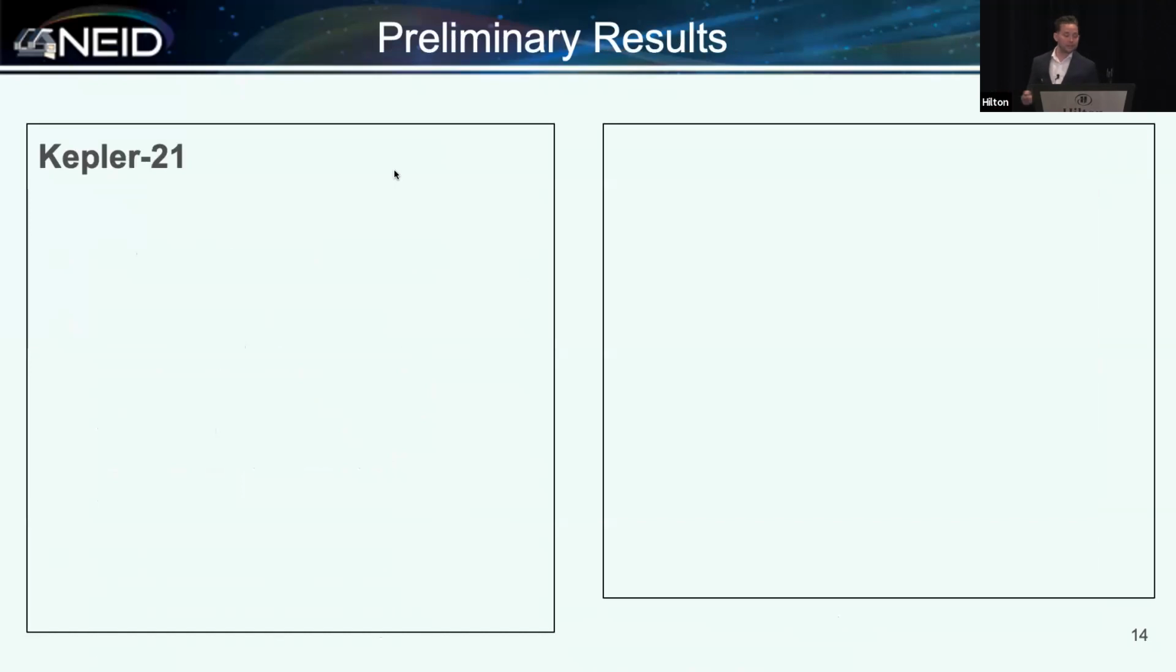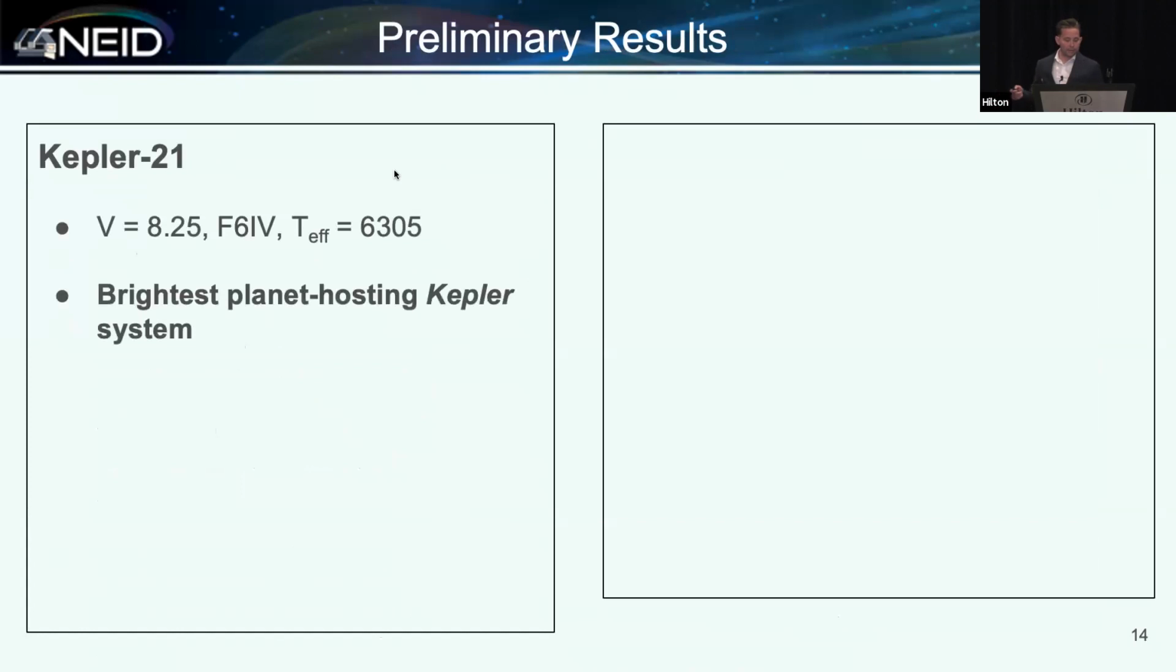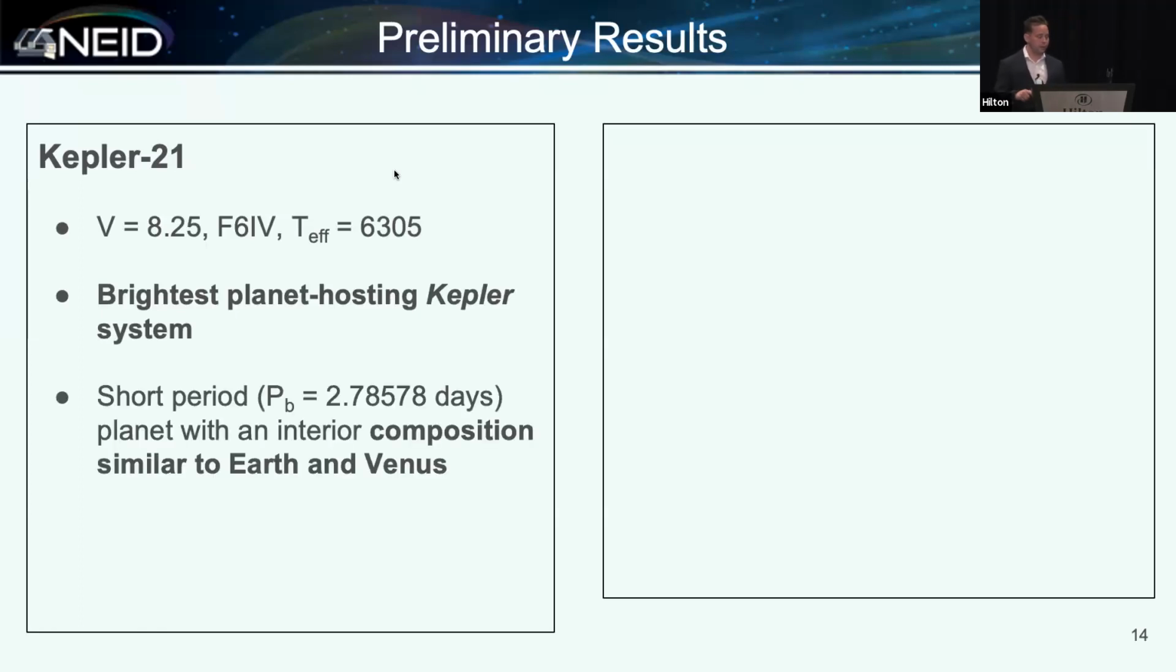First, I want to talk about a system that a lot of people here may be familiar with. It's Kepler 21. This is a bright system, a slightly evolved F-star. And in fact, it's the brightest planet hosting Kepler system. So like I said, a lot of people here probably know it for that reason. Now, it's got a short period, 3-ish day, rocky planet that was, of course, discovered with Kepler.